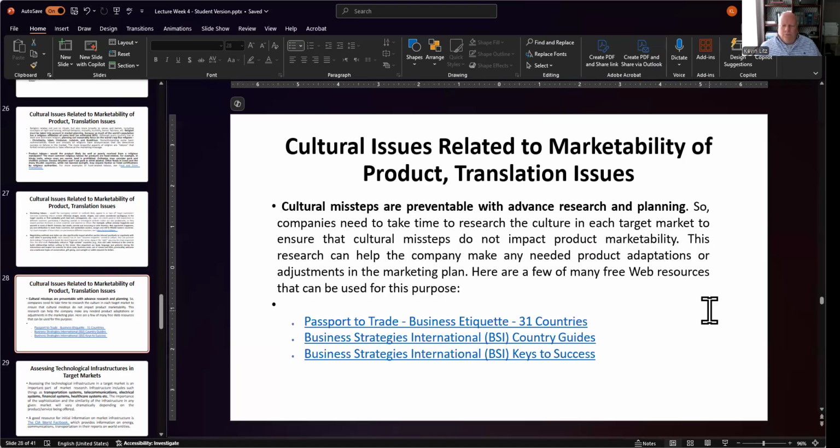Here are websites that you can use: 31 countries here, country guides, keys to success. So, again, these are good links for you to use as you're going into a new country.